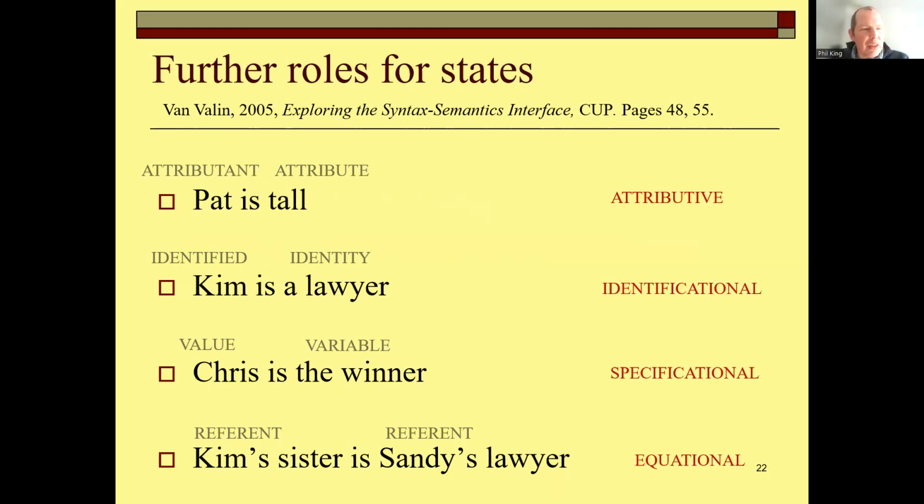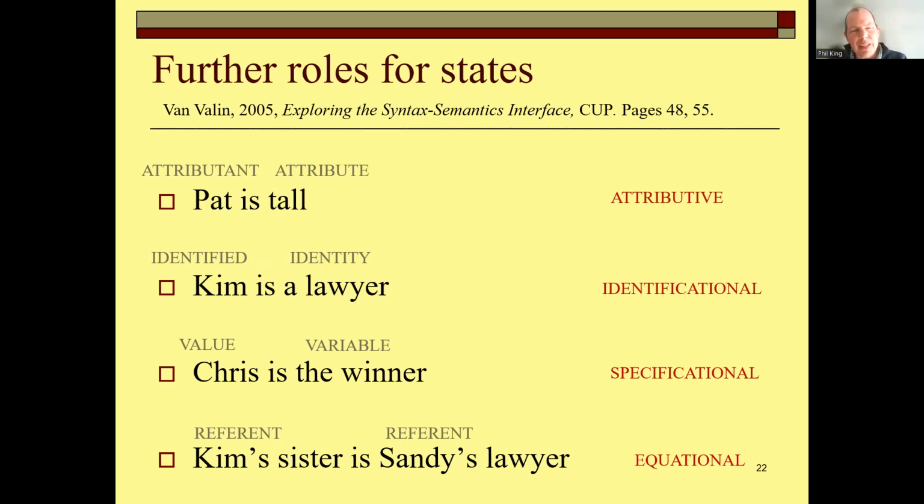These are all things that are represented by the word "is" in English, but the word "is" can represent a variety of different semantic situations. So we have something like "Pat is tall." A minute ago, we talked about Pat just being a patient here, but another way of describing this is an attributive relationship where you might say Pat is the attributant and tall is the attribute that is given to Pat.